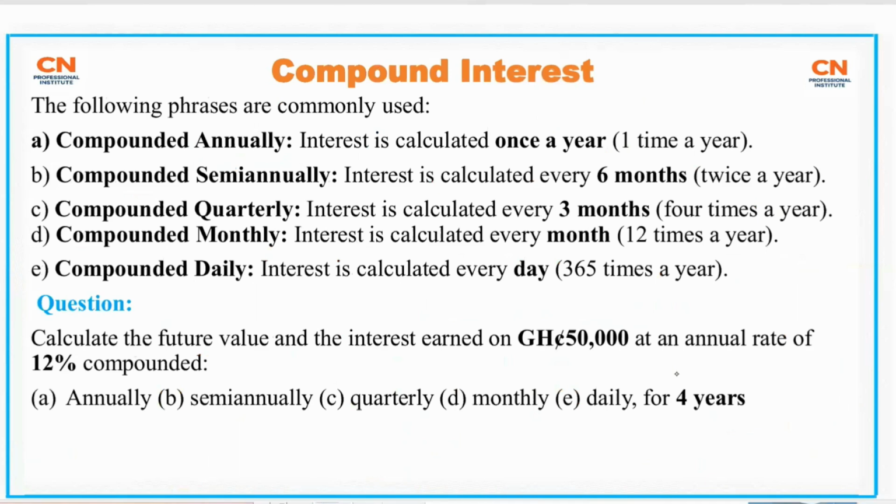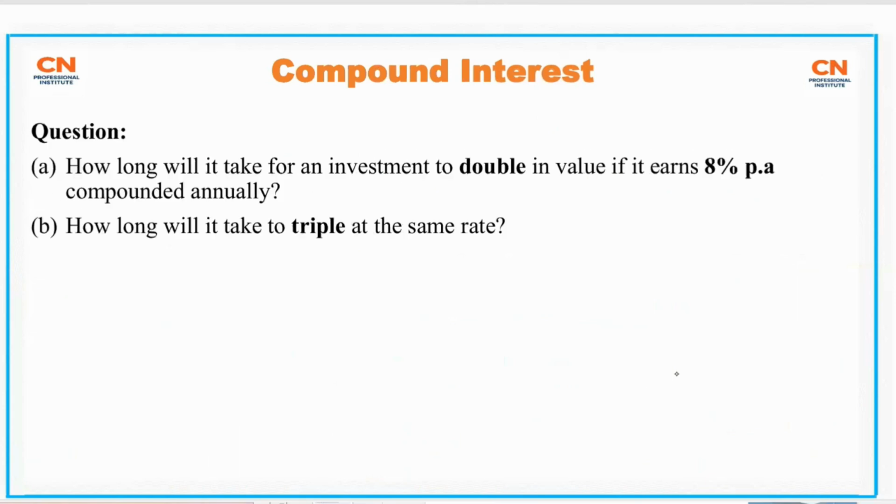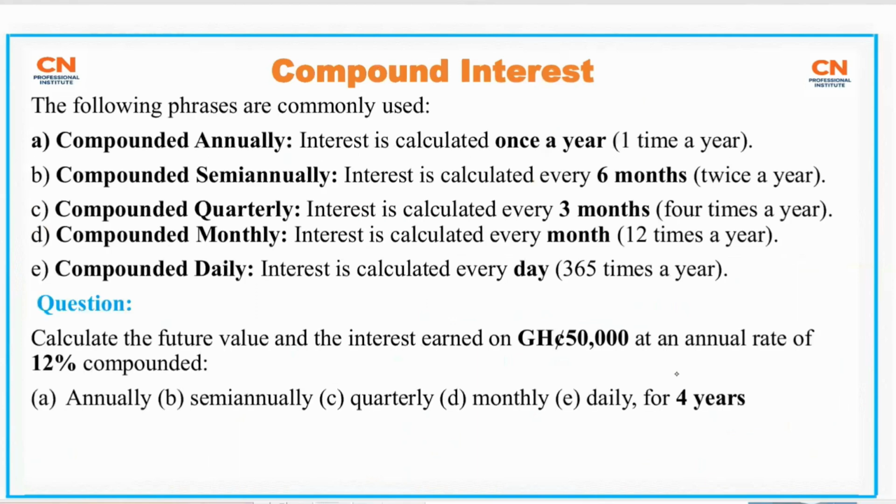Compounding annually, compounding semi-annually, compounding quarterly, compounding monthly, compounding daily. We can have any of the compounding periods, so many of them. So when it is compounding annually, meaning we calculate the interest every year, so we do it once a year.